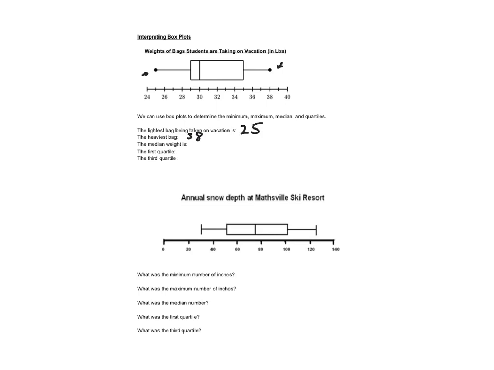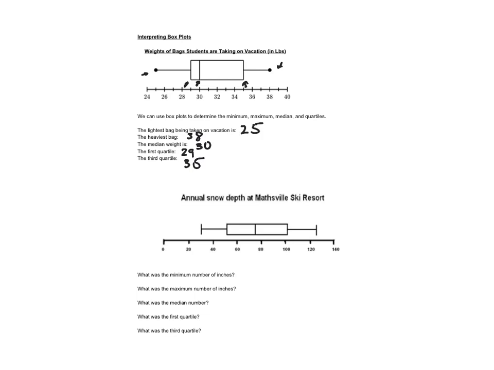The median weight, the median we find by looking at the line in the middle of the box, that's 30. The first quartile is the first line in our box, so that is 29. The third quartile is the last line in our box, which is 35. That's it. That's all we have to do for that problem. And then annual snow depth at Mathsville Ski Resort. Sounds like a fun place to go.